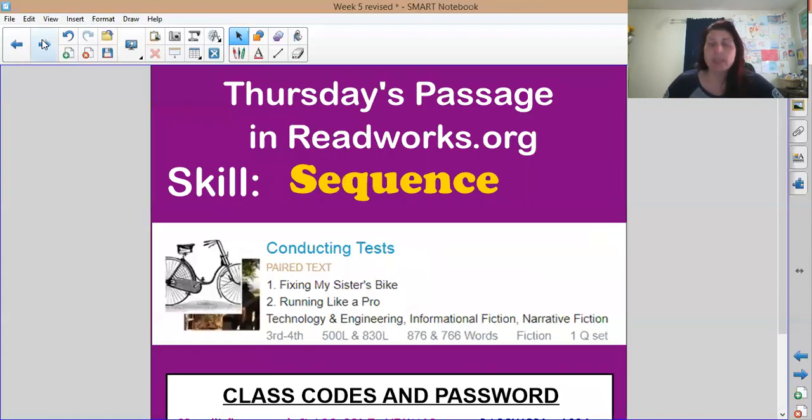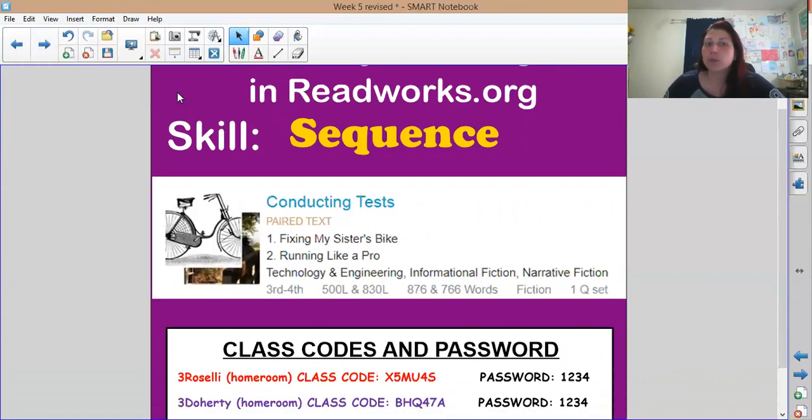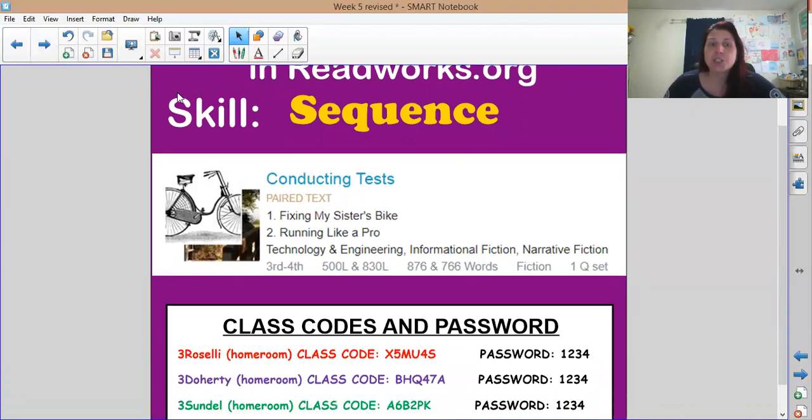Now, tomorrow for Thursday, what you're going to do is log into ReadWorks. We're still working on the same skill. So I found a paired text, which means there are 2 stories. See the 2 pictures overlapping? The first passage is titled Fixing My Sister's Bike. The second passage is titled Running Like a Pro, meaning professional.